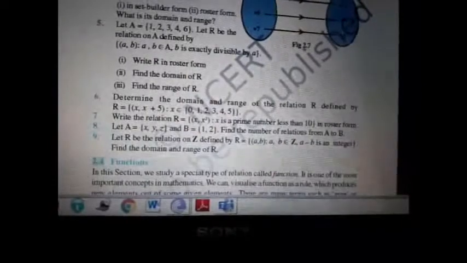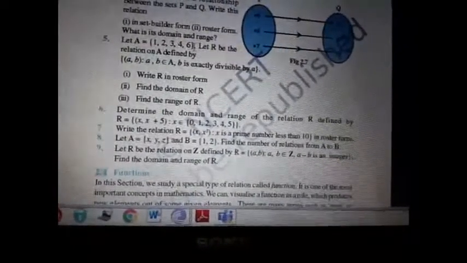So see, if I take the first element 1, then which are all the elements exactly divisible by 1? All the elements, because 1 is a factor of every number. So all the elements will be divisible by 1. So all the ordered pairs taking 1 as the first element will come under this relation R. I mean 1 comma 1, 1 comma 2, 1 comma 3, 1 comma 4, 1 comma 6. If you find it difficult, write set A 2 times so that you will find it easier, because this is a relation on set A only, right?